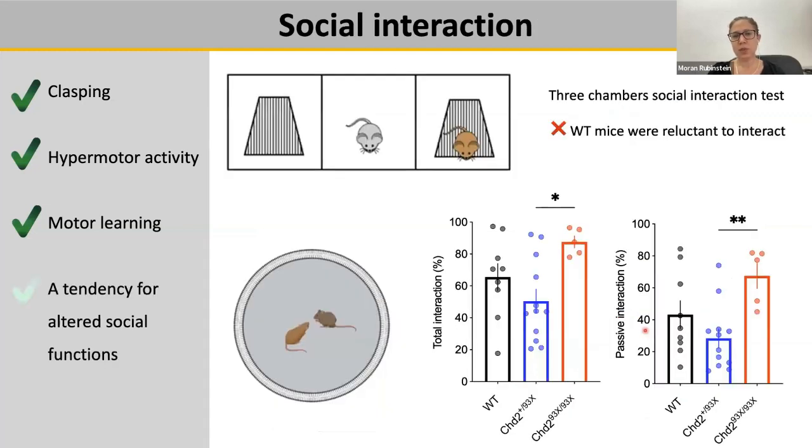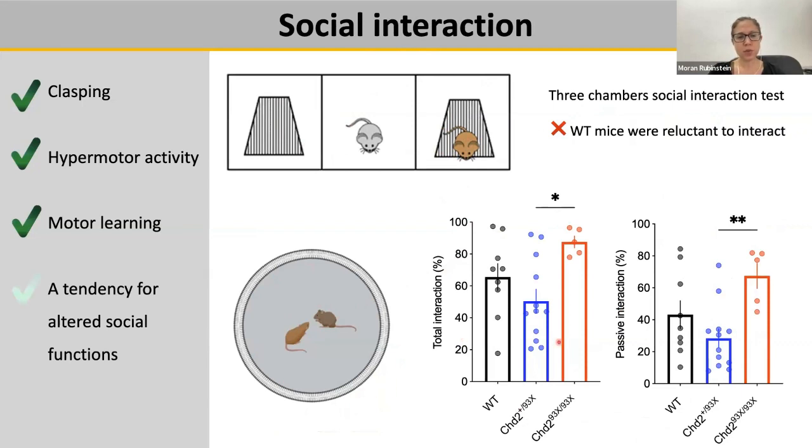The next thing that we did was to look at their social interaction abilities. And again, the standard test is the 3-chamber social interaction test, in which mice can choose to interact with a stranger mouse or an object, but the wild-type simply refused to perform this test. So we opted for a different test in which we put 2 mice in an arena and we manually measured the time of interaction between them.